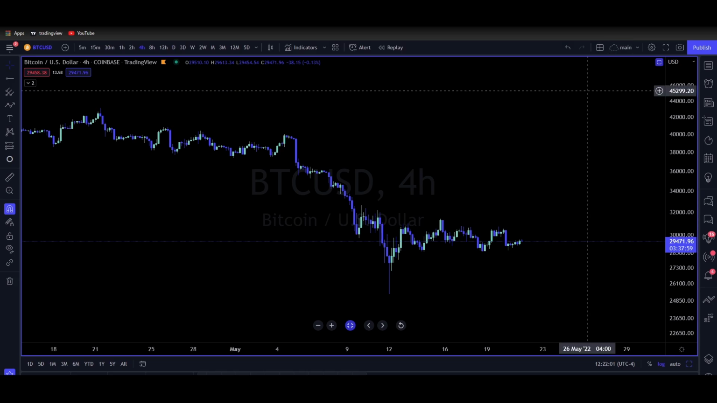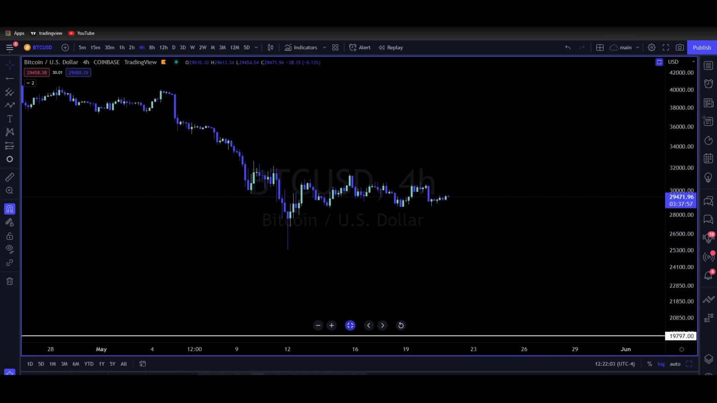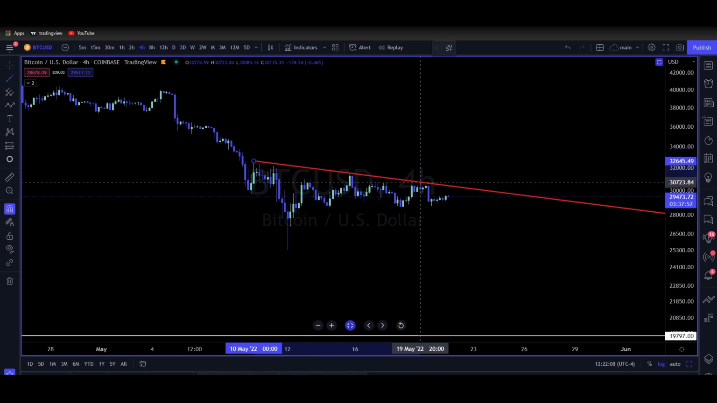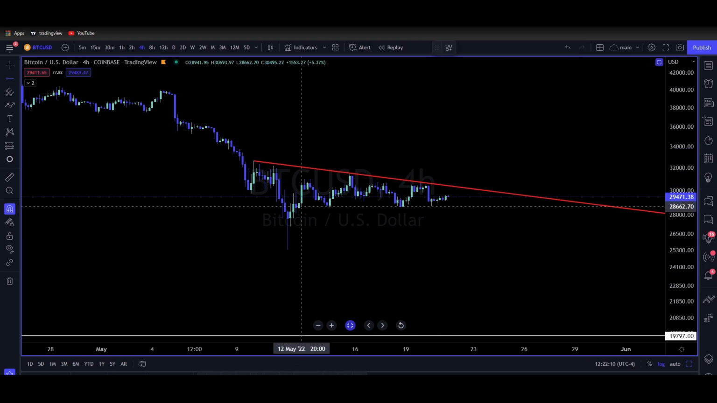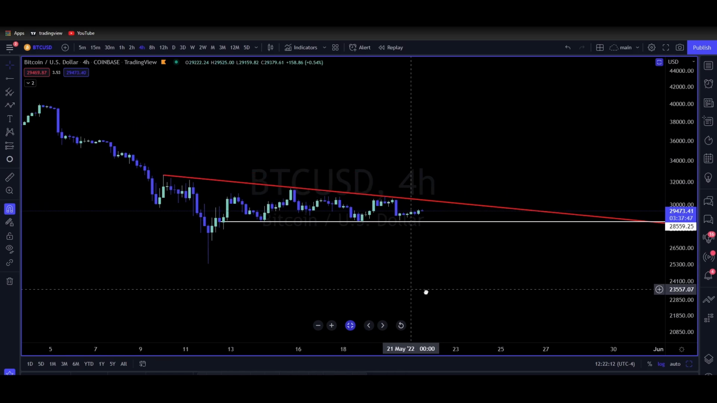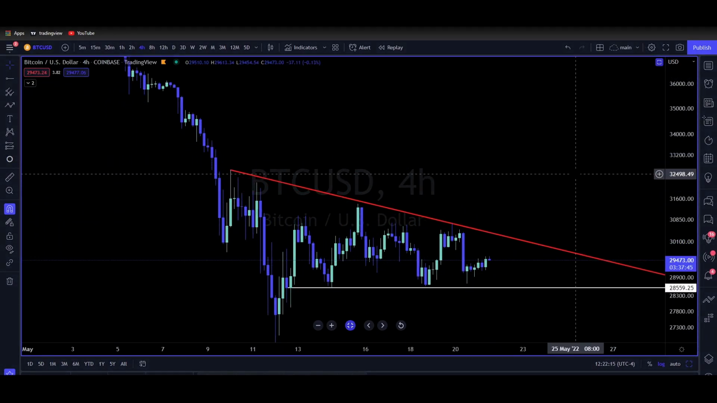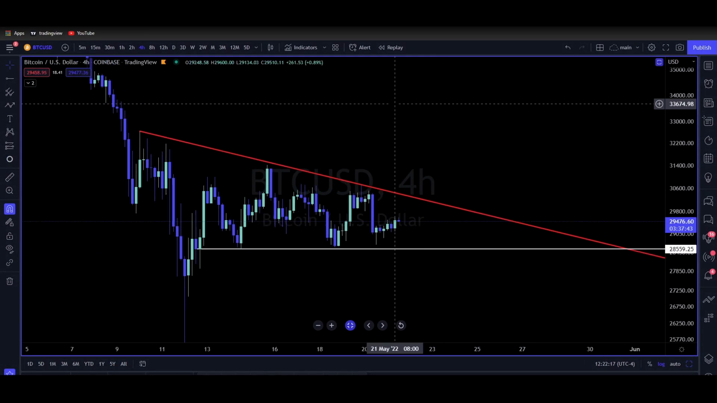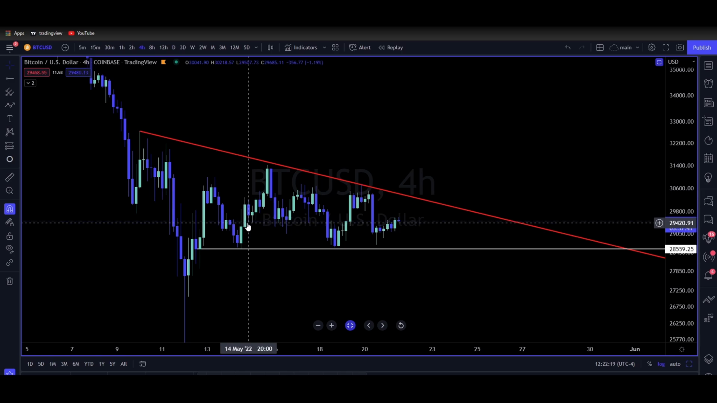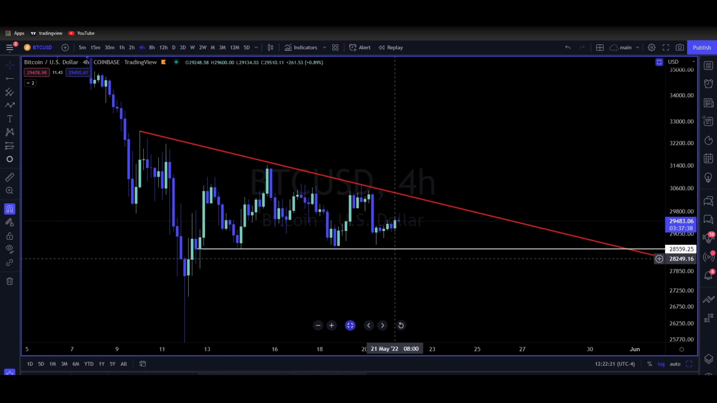Also, what we have here is a descending wedge or a descending triangle, whatever you want to call it. It doesn't really matter. I'm not a pattern trader, but whenever they are clear and obvious on the chart, I will show them to you. Typically, these things break out in the up direction, and we do have a ton of buying going on at these swing lows.